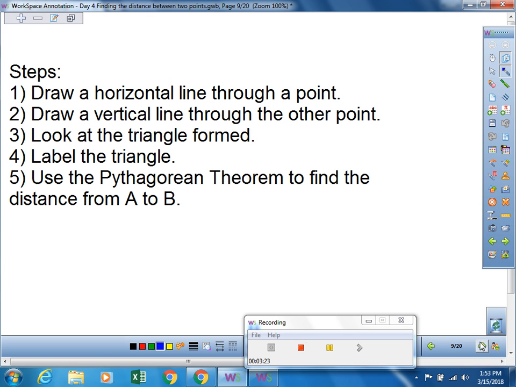So here are the steps for the distance between 2 points. You're going to draw a horizontal line through a point. Doesn't matter which one. Then you're going to draw a vertical line through the other point. You're going to look at the triangle formed, label it A, B, and C, and then use the Pythagorean theorem to find the distance between point A and point B.